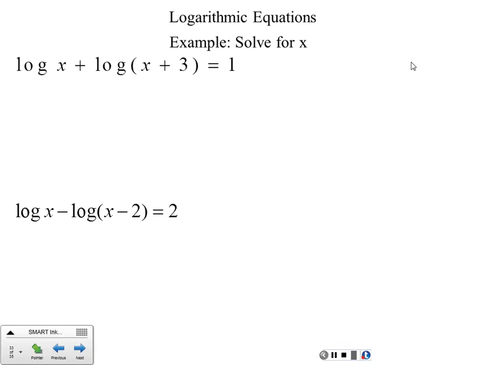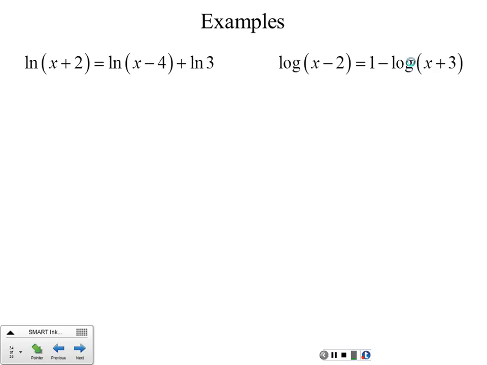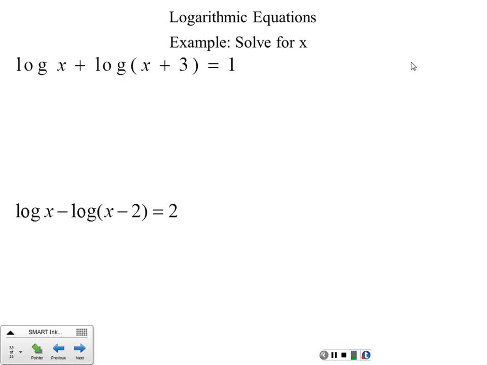I'm not really sure why I did this, but we will anyway. Okay. Do you remember how to work this? This one on the left, what are we going to do? Yeah, you're going to multiply your arguments. We're in base 10. Maybe that's why I did it, but still. So we're going to have log of x times x plus 3. We've already worked one just like this. Change it to exponential, so you have 10 to the first power is equal to x squared plus 3x.